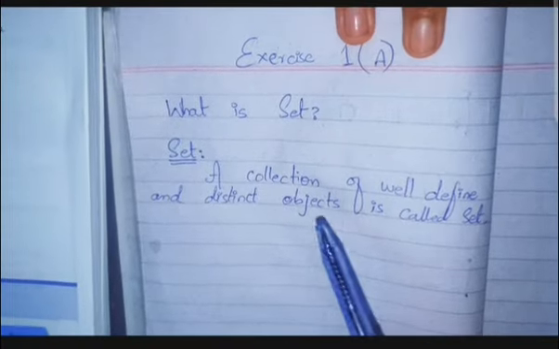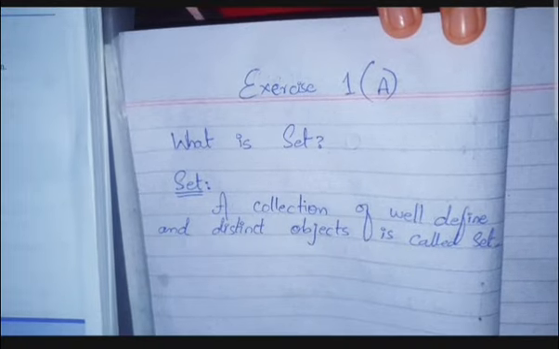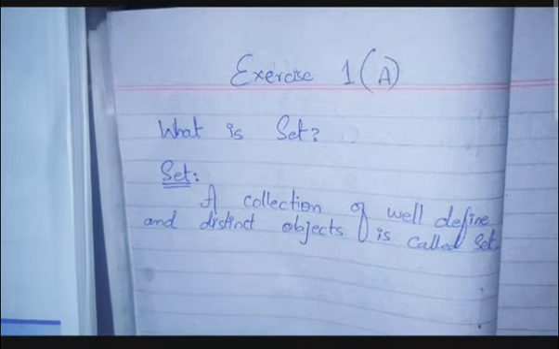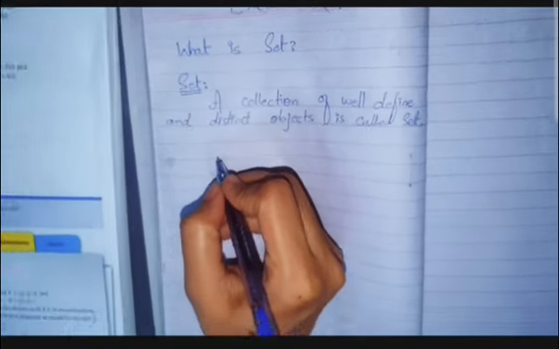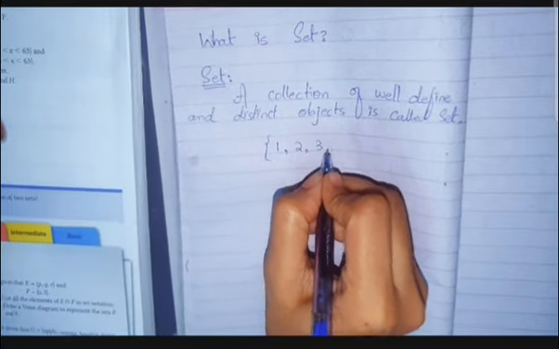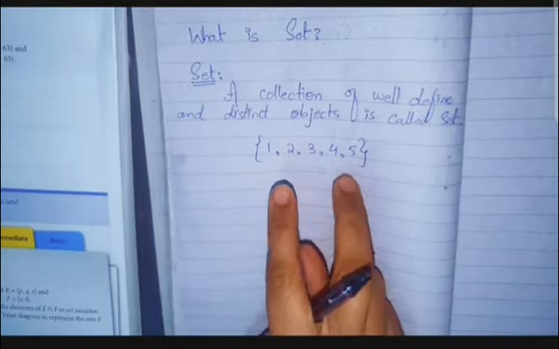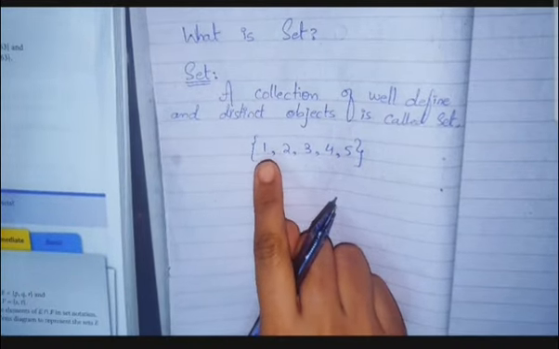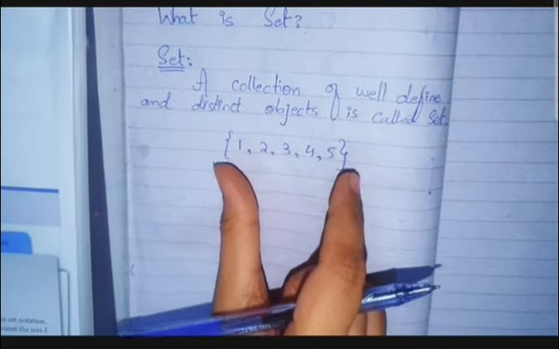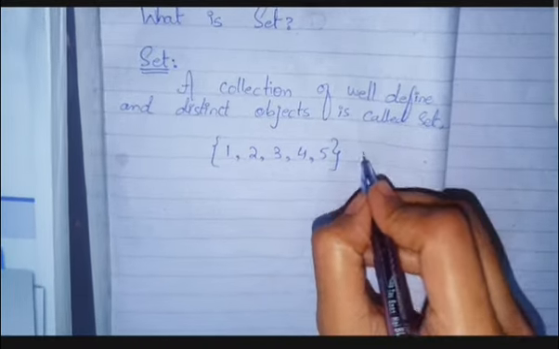Set क्या होता है? A set is a collection of well-defined and distinct objects. For example, I am writing a set over here: 1 2 3 4 5. So this is a set. The numbers are well defined है. इसमें देखिए सारे नंबर 1 2 3 4 5 एक एक क्वांटिटी है, वेल डिफाइंड भी है. डिस्टिंक्ट मीन्स एक दूसरे से डिफरेंट है. सो दिस इज अ सेट.